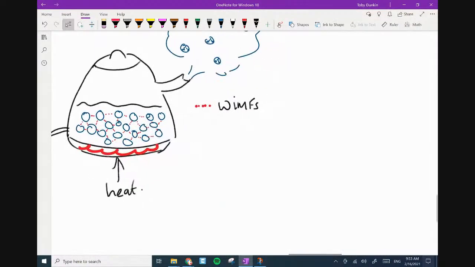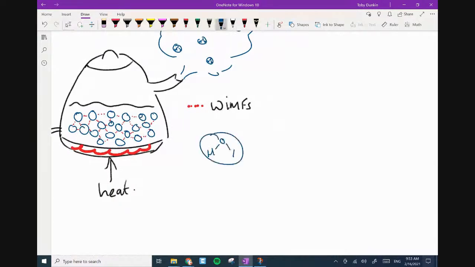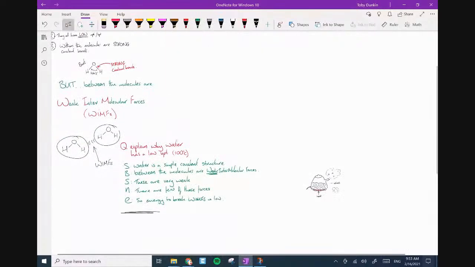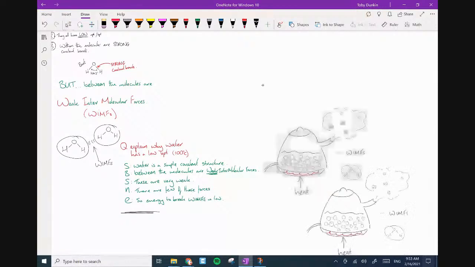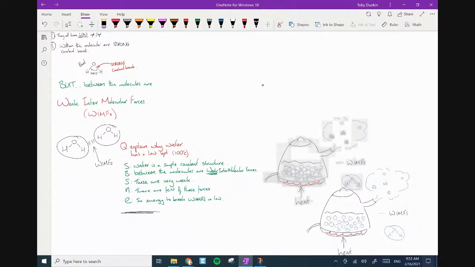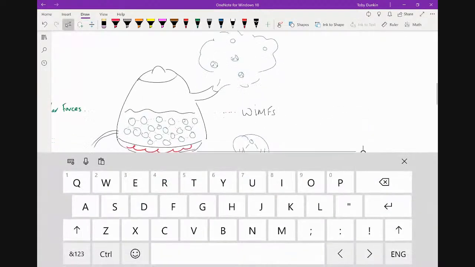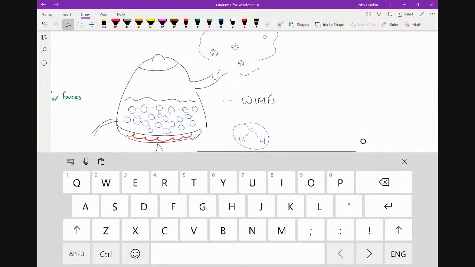So we realize that the circles contain the water molecules with covalent bonds. These are not being broken. What we're breaking is the WIMFs between them. Excellent. So that's what's going on.